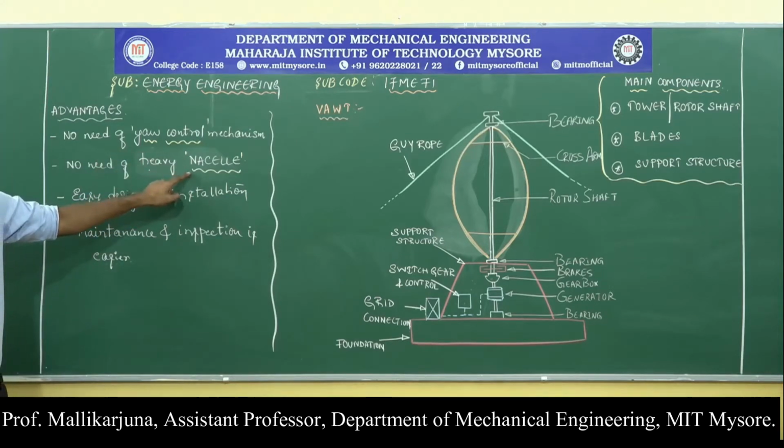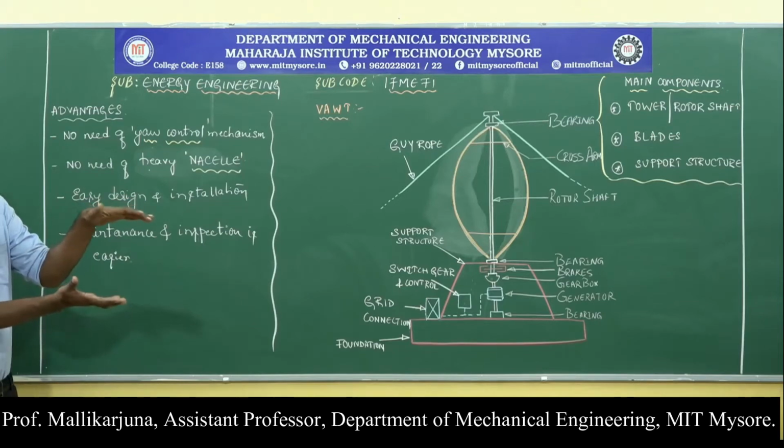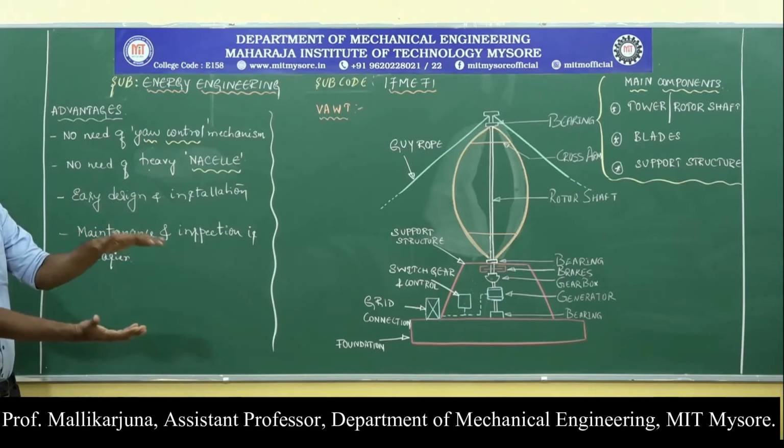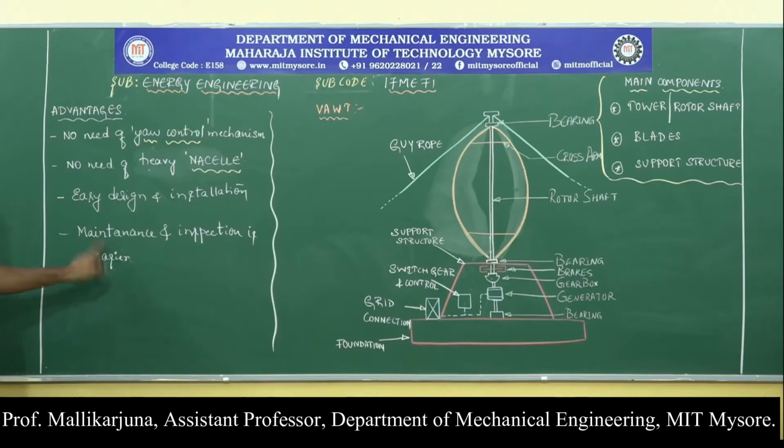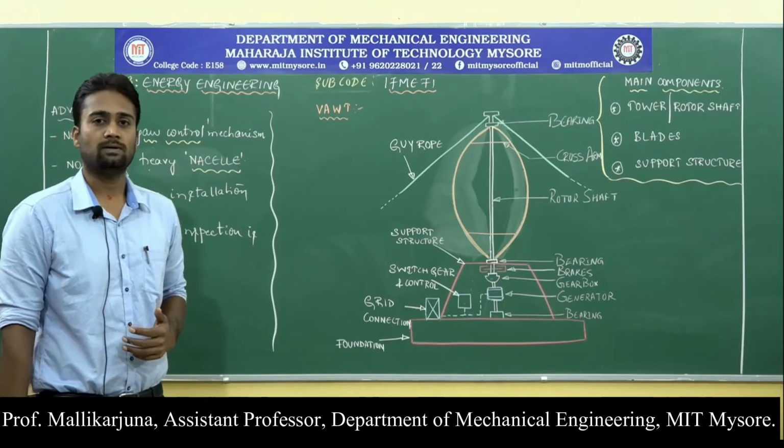So because of this elimination, it is easier in design and installation when compared to that of horizontal axis wind turbine. Along with that, since most of the power generating components are present at the ground level itself, maintenance as well as inspection becomes very easy. These are a few advantages of vertical axis wind turbine when compared to that of horizontal axis wind turbine.